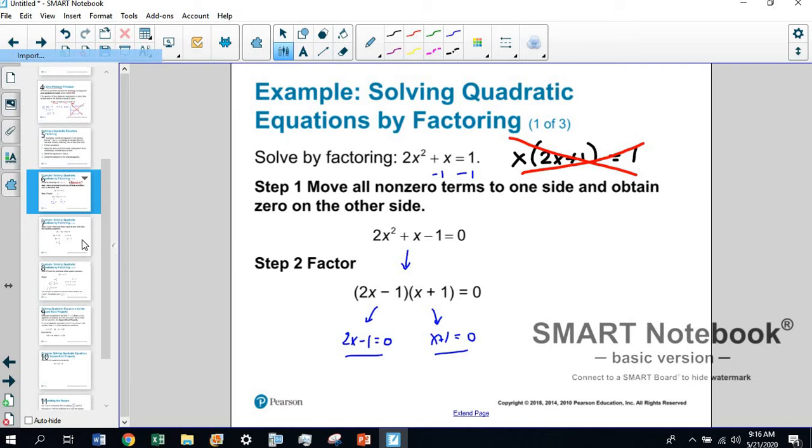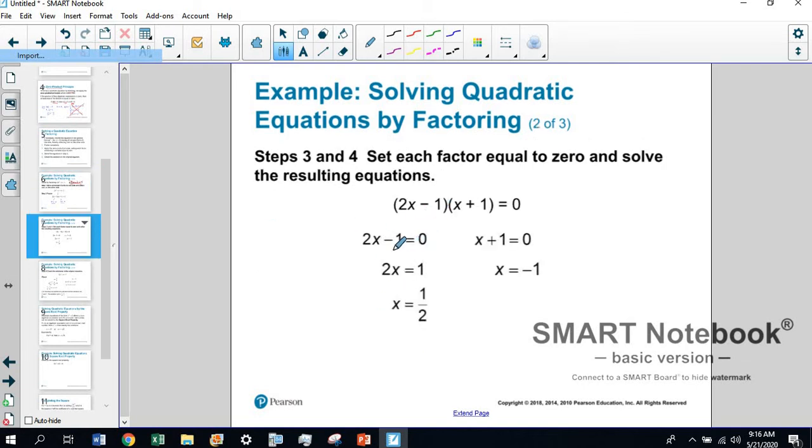Okay, so they solve it on the next page here, break it apart, 2x equals 1, so x equals a half, and then x plus 1 equals 0, so x equals -1. So these are your two answers. Usually when you have a quadratic equation, you'll have two answers. In fact, the only time you won't have two answers is if you have the same answer twice, and that's considered a double root, and so it's actually considered two answers as well. But you only have to write it once.